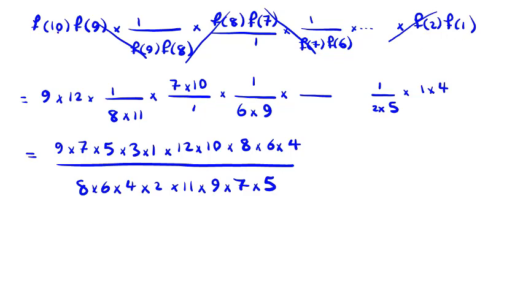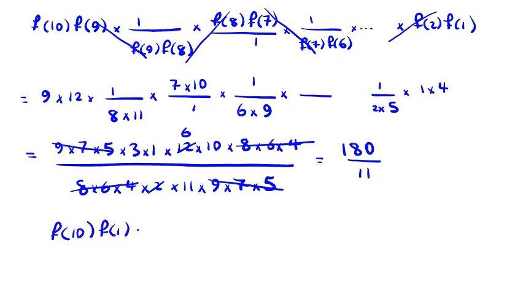And we know f of 1 is what? So we can find f of 10. So if we cancel 8, 6, 4 here, we cancel. 9, 7, 5, we cancel. Now here we have 2, we have 6 here. So it will be 6 times 3 times 10, 180 over 11. Now f of 10 times f of 1 equals 180 over 11.